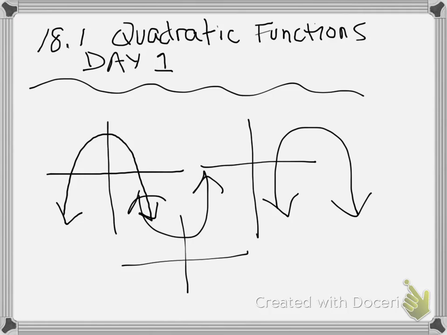What it can't be is something that looks like this. It won't be like this, or the other way. So it'll always face up or it'll face down.